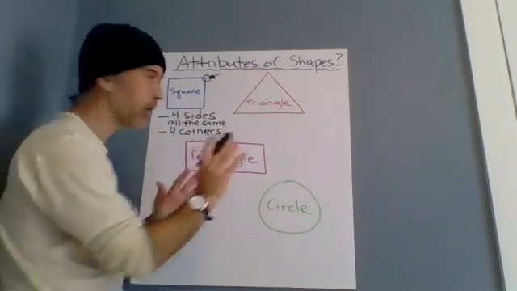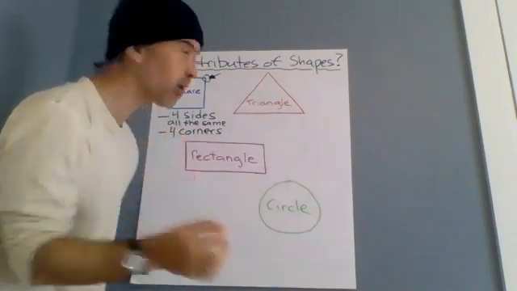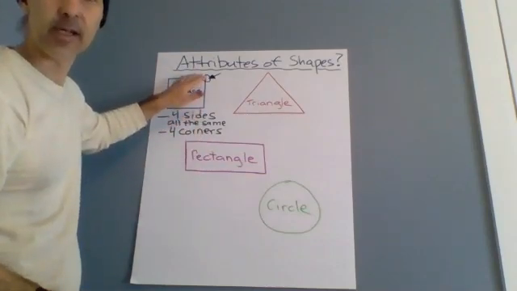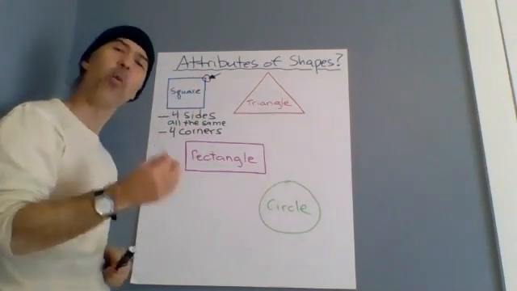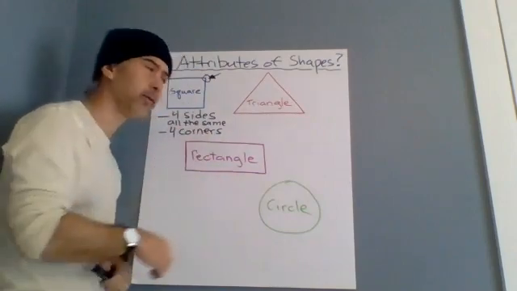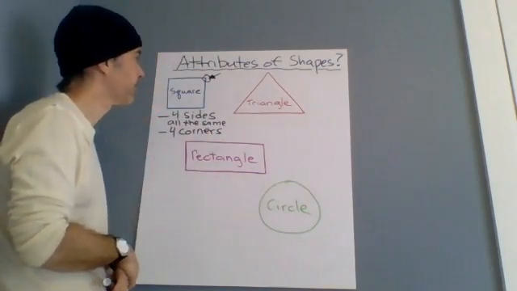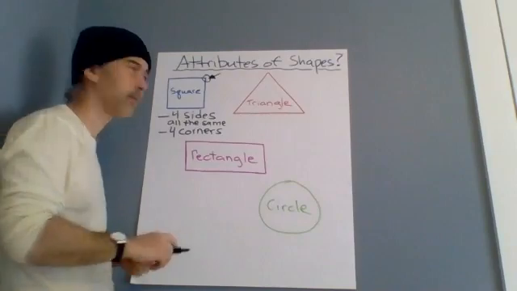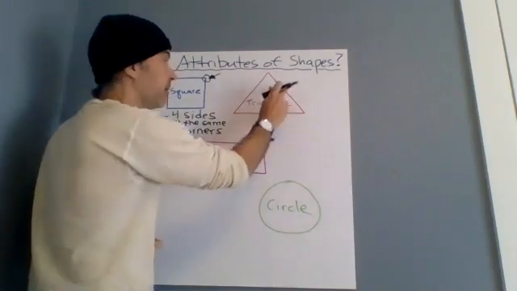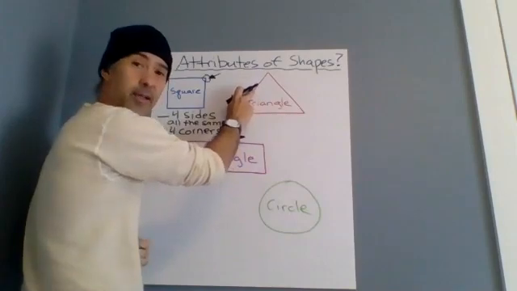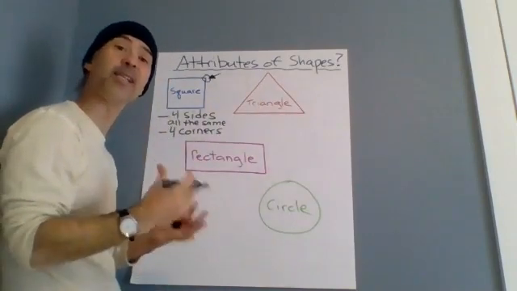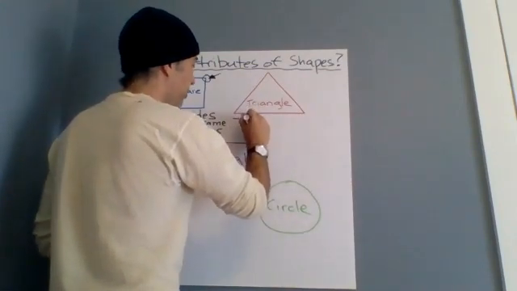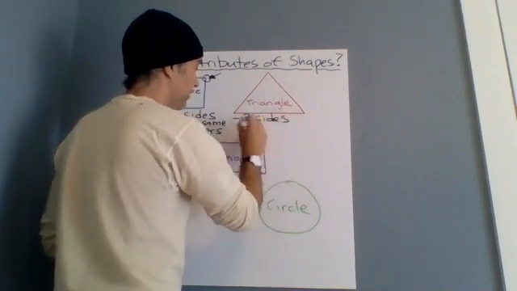Okay, let's move over to a triangle. I want you to take a minute and look at the triangle. What attributes does a triangle have? What makes a triangle a triangle? Well, how many sides does a triangle have? 1, 2, 3. So triangles have how many sides? 3 sides. So they have 3 sides.